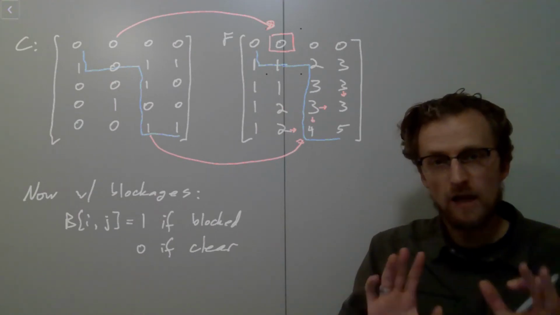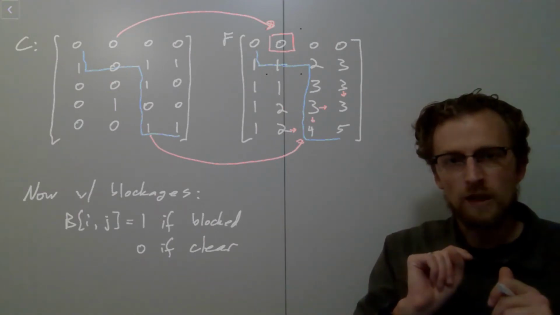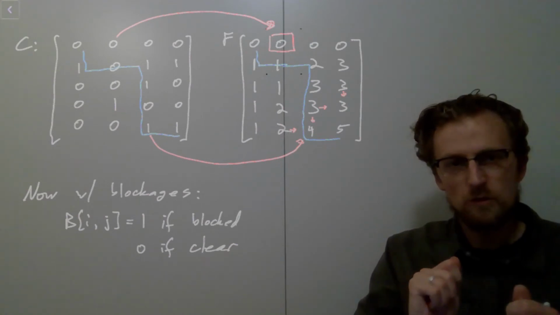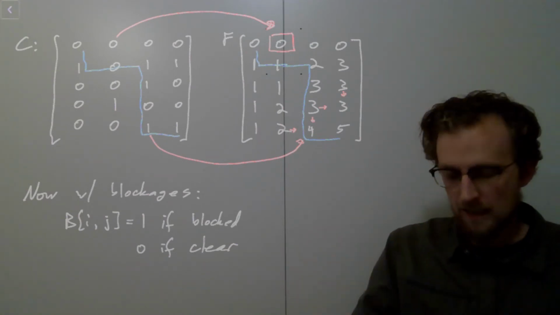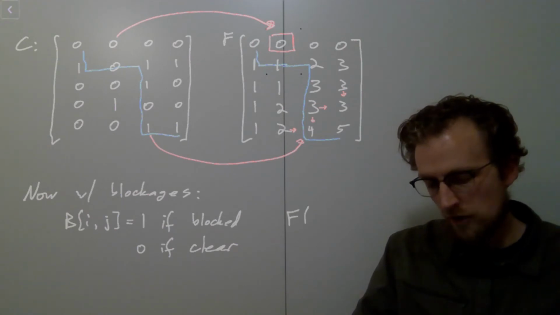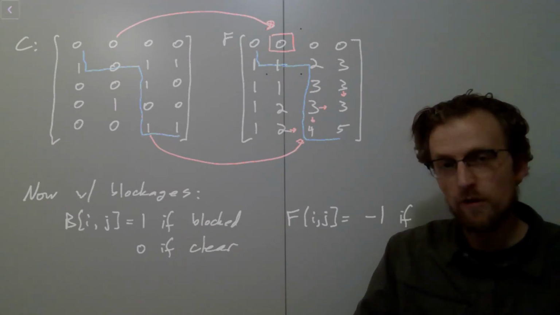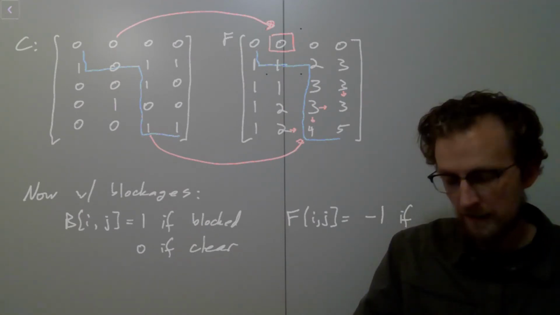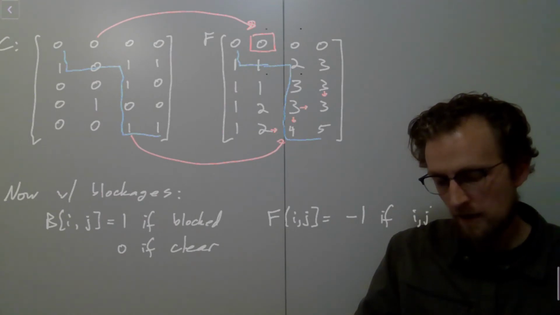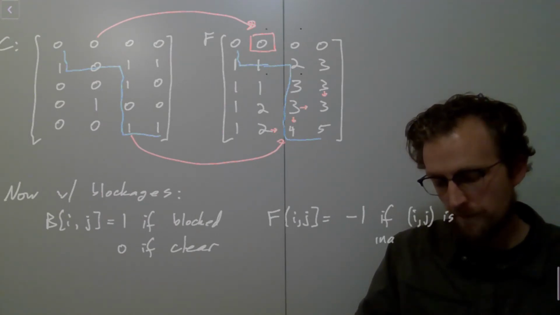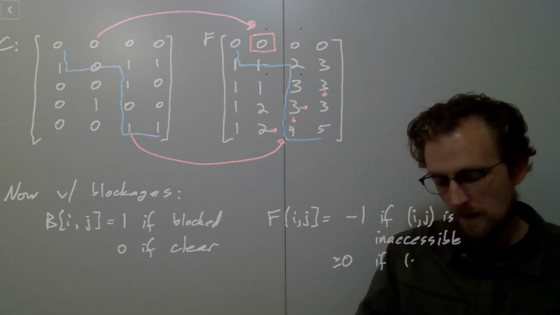Okay, this is really important. The algorithm is wrong if it doesn't have some kind of way of distinguishing between no coins and inaccessible. All right, so F of I and J will be -1 if the cell is inaccessible. And notice I'm not using the word blocked, I'm using the word inaccessible. So F of I and J is -1 if IJ is inaccessible, and greater than or equal to 0 if IJ is accessible.